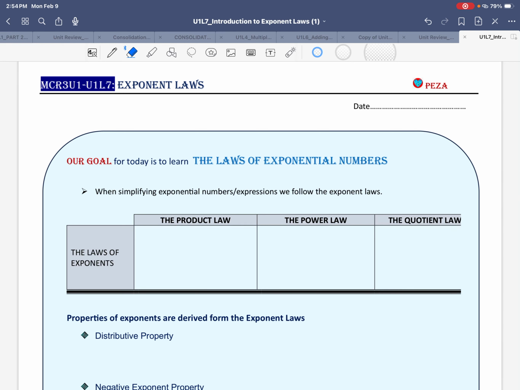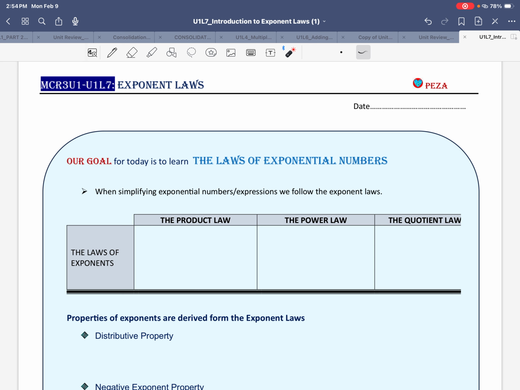In this lesson, we'll explore the exponent laws. Now, this is a lesson prepared for grade 11 university preparation, but practically this concept has been covered in grade 9, and we are quickly reviewing it as we make progress into simplifying more complicated exponential expressions.